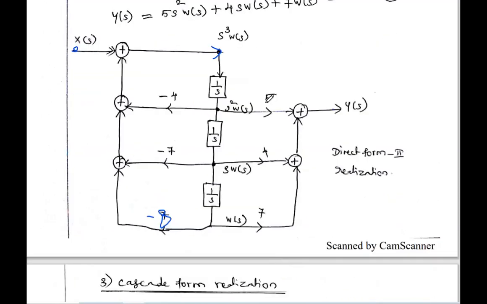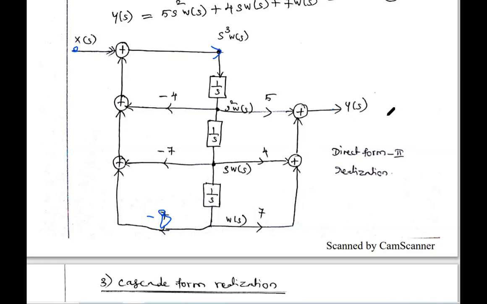Now we have to add these 3 terms. In order to add 3 terms, we are having a 2 input adder. So place an adder here. For this adder, you give these 2 inputs, and the output of this adder and this one are added. Now the output of this adder is said to be the output variable Y of S. So this is the direct form 2 realization.